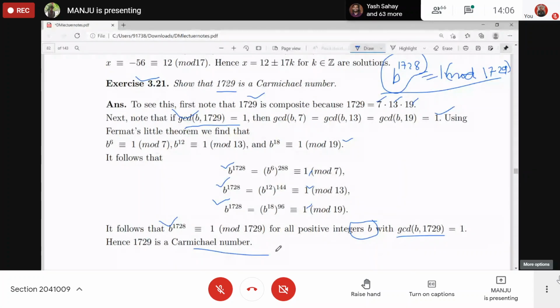Any doubt? Ma'am, after that step, it follows that... That step I'm not getting, ma'am. This one. Those steps. You tell me, ma'am.